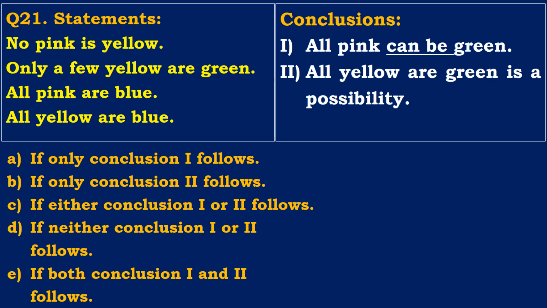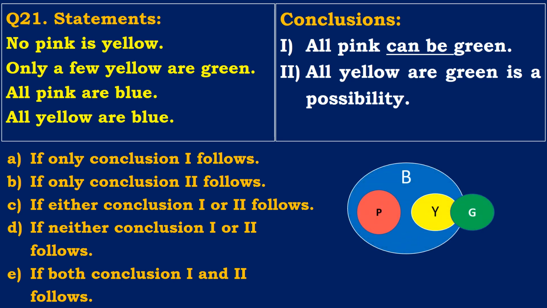Challenge 21. No pink is yellow. Only a few yellow are green. All pink are blue. All yellow are blue. Conclusions: All pink can be green. All yellow are green is a possibility. There is a possibility of all pink being green.